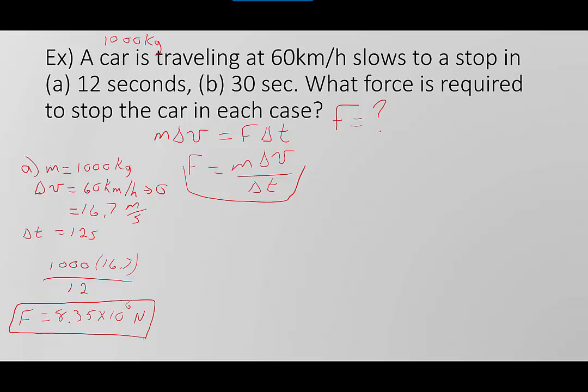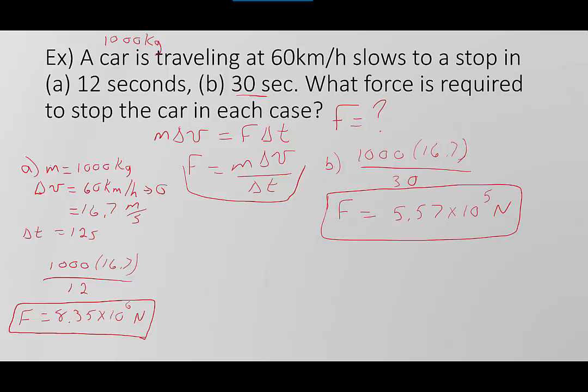That's a huge force. Let's see how much would occur if, rather than the time being 12 seconds, the time is now 30 seconds. So we still have 1,000 times 16.7, but now we're going to divide by 30. When we do this, it is 5.57 times 10 to the 5th newtons. So a considerably smaller amount of force is required if you more than double the stopping time.